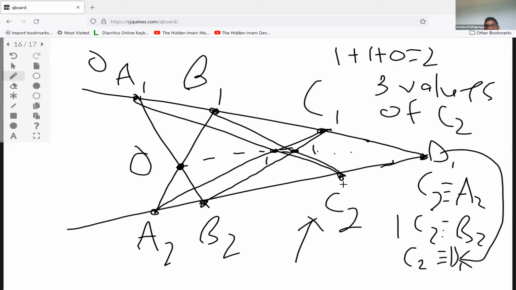So for these 3 values of C2, the problem is true. So the problem is true in general. And that's how we prove Pappus's theorem.